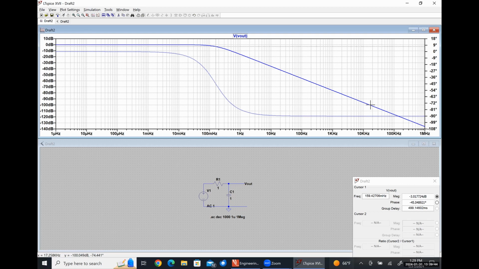Actually, let me go to where it's -120. So that would be at roughly 160 kilohertz. That means that at that frequency, our signal is literally 1,000,000 times smaller than what it started as. So if we put 1 volt in, we would get a microvolt out at that particular frequency.